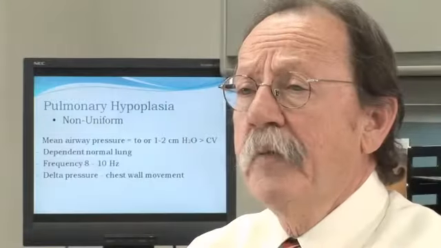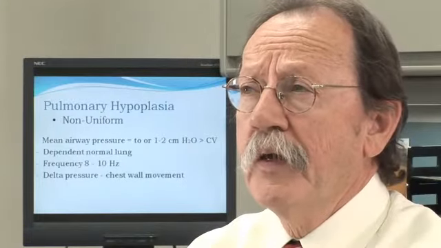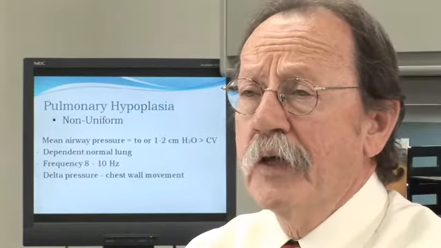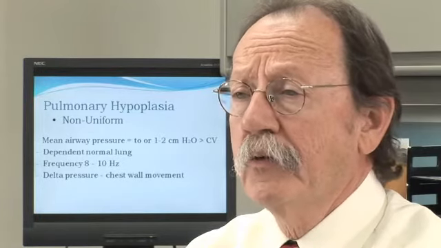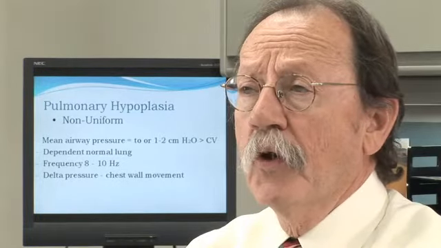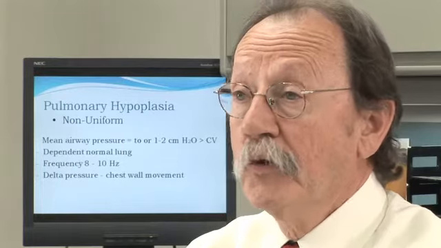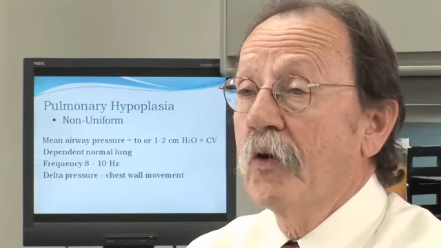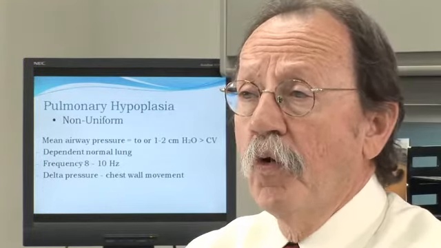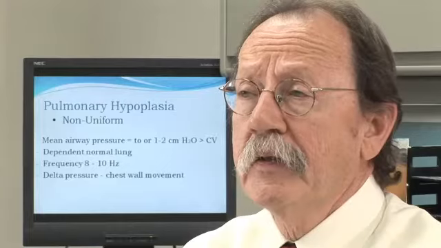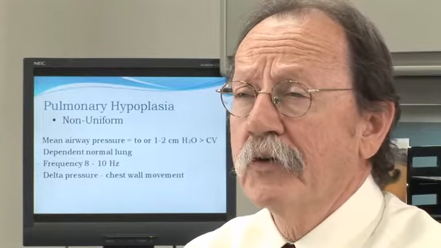Well, what about non-uniform? Non-uniform is typically diaphragmatic hernia, cystic adenomatoid malformation, or some other chest mass. Mean airway pressure equal to or maybe 1 or 2 centimeters of water greater than conventional. It really depends on the normal lung. If the normal lung is not normal, meaning it's a preemie who has RDS, then you're going to have to use more mean pressure. Otherwise, you can get by with a mean that's just 1 or 2 greater than conventional.